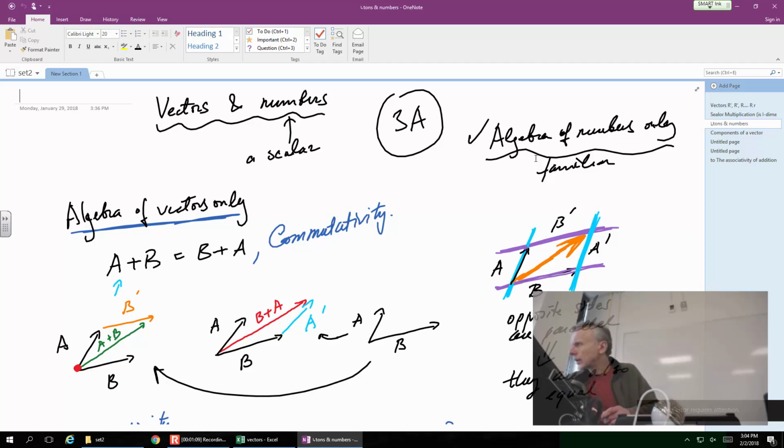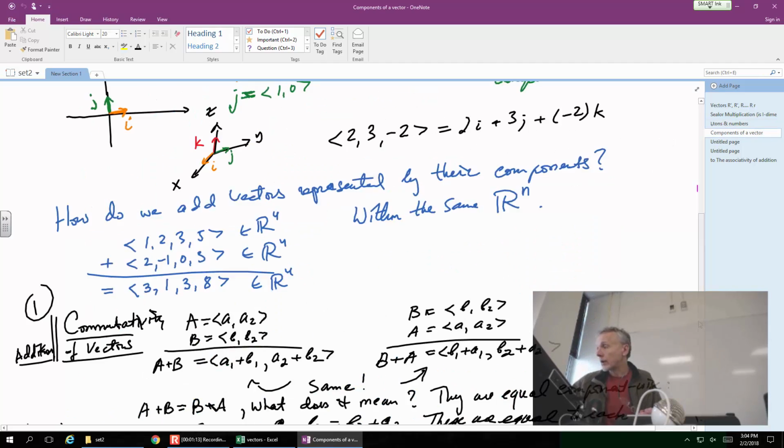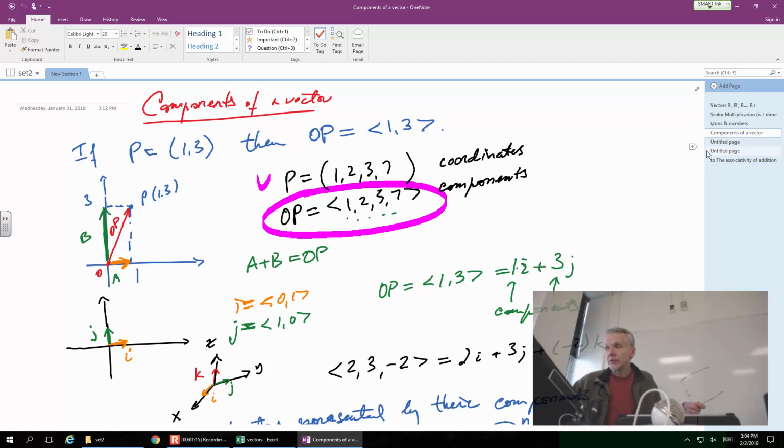And then what we did, we started to talk about vectors represented by components, and what happens to the components when we add those vectors. And the answer is very simple. In dimension 1, 2, and 3, you just add components to components, x's with x's, y's with y's, and so on.